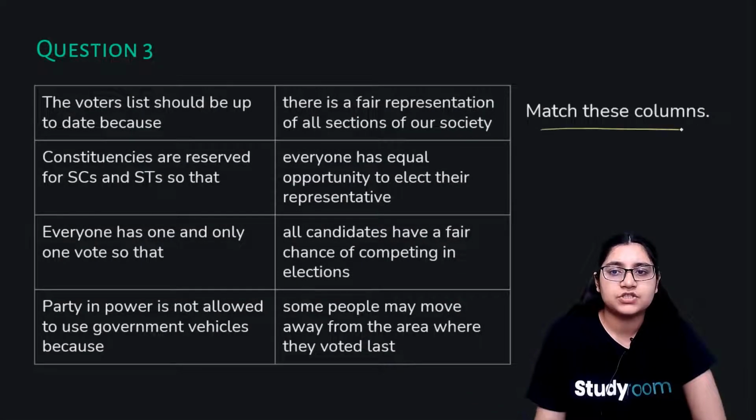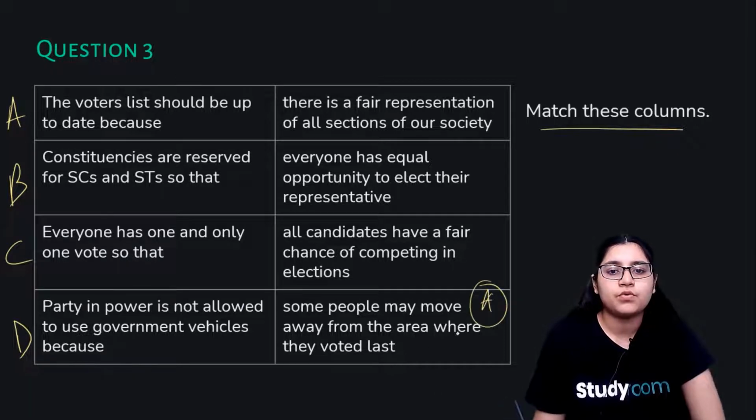Now this is match the columns. You can mark it as A, B, C, D. The voters list should be up to date, because some people may move away from the area where they voted last.